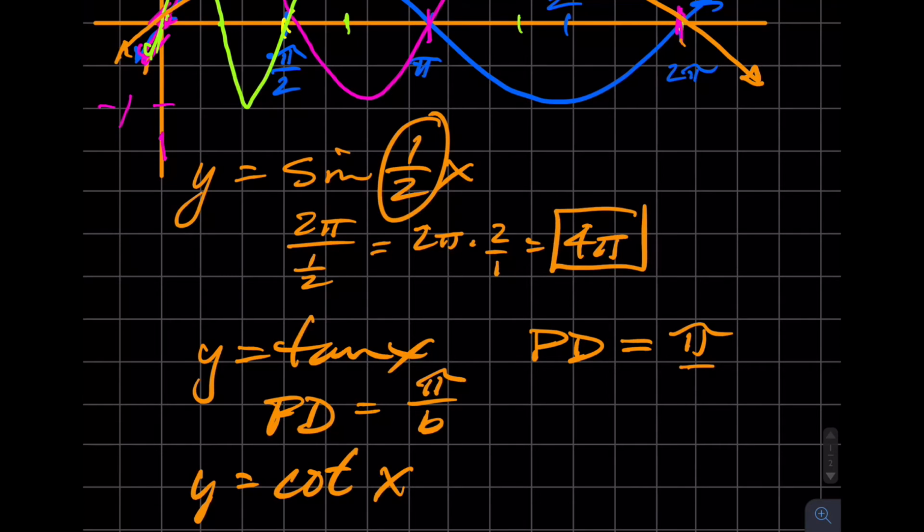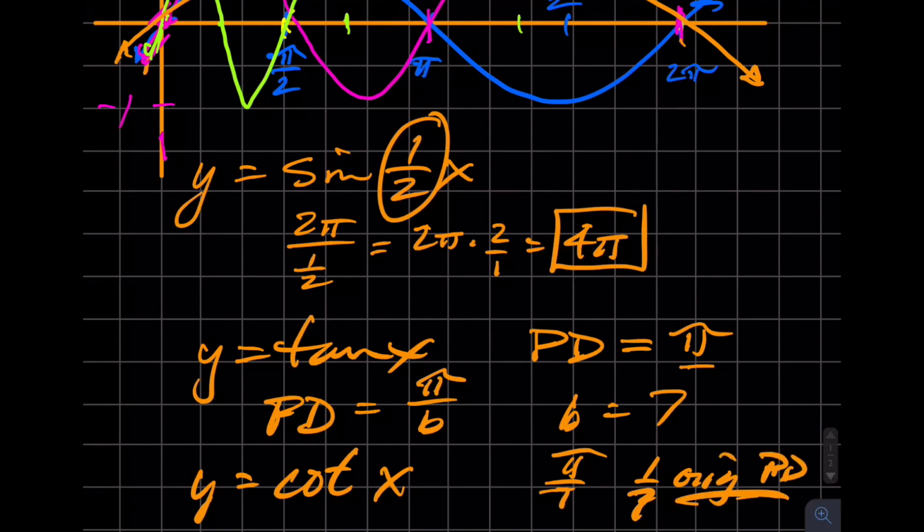If b is equal to 7, then my period is pi over 7, which is 1/7 of the original period. Okay? Hopefully that's helpful. And then we'll have one last video where it pulls all 4 of those together, and we'll graph one as an example.